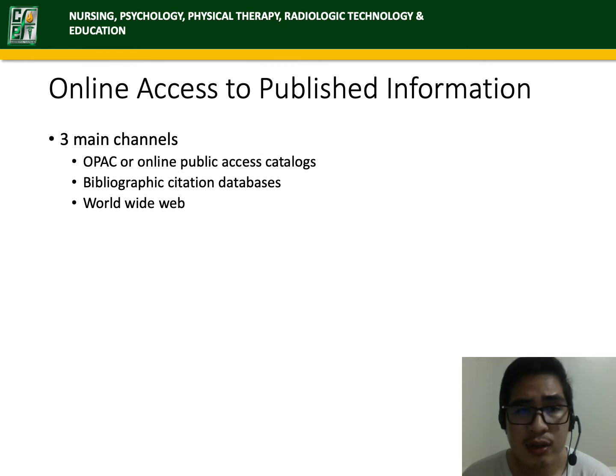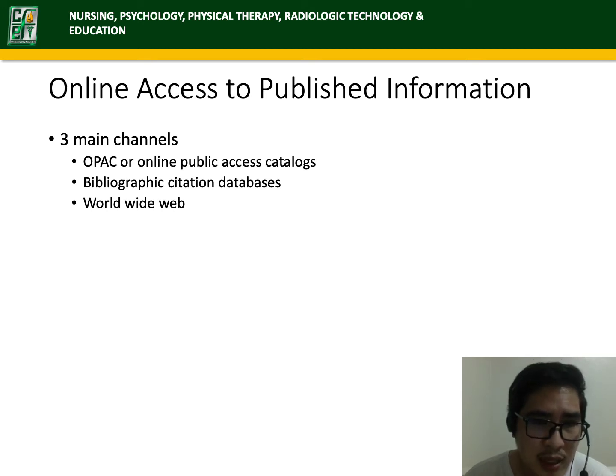Then we have your online access to published information. Actually, there are three main channels. You have the OPAC, which is the online public access catalogs, or similarly known as library information systems of schools.